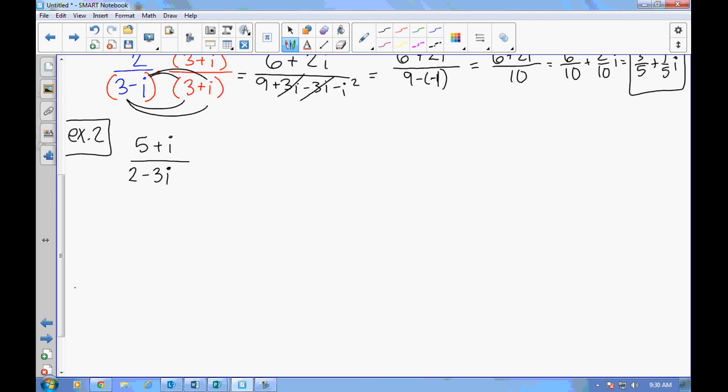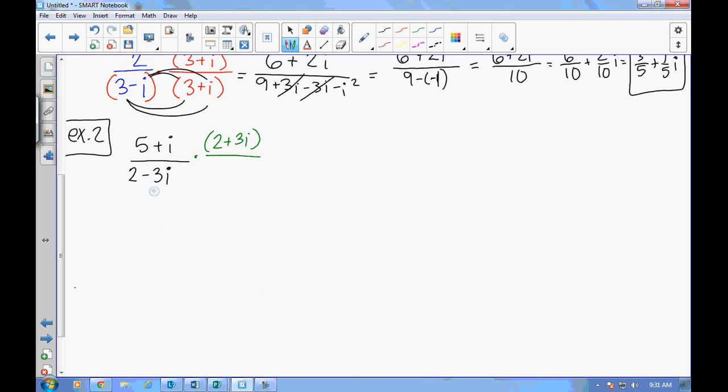Because we have 2 of them, right? Which one are we trying to change? This one? Minus. Well, this denominator, 2 minus 3I, is the problem because it has the I in the denominator. So we want to do the conjugate of the denominator, which would be 2 plus 3I. Top and bottom, we times 2 plus 3I.